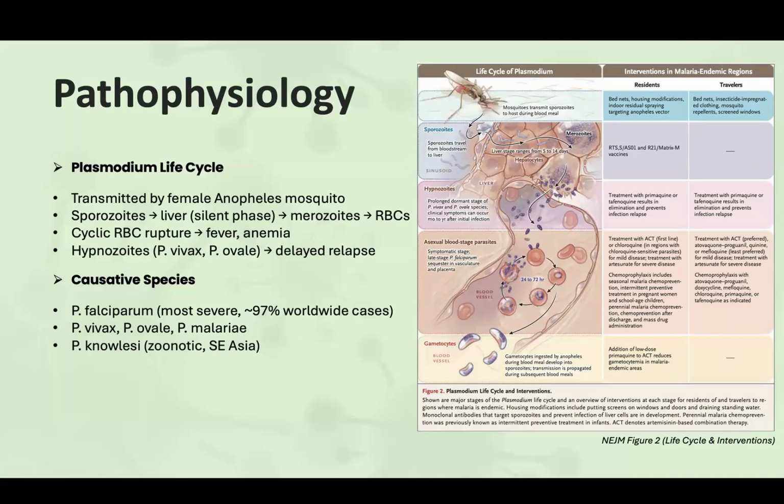In Plasmodium vivax and ovale, some parasites become dormant hypnozoites, which can reactivate months to years later and cause relapse. Merozoites are then released into the bloodstream and infect red blood cells, which is when the clinical symptoms occur, such as fevers, anemia, and thrombocytopenia.